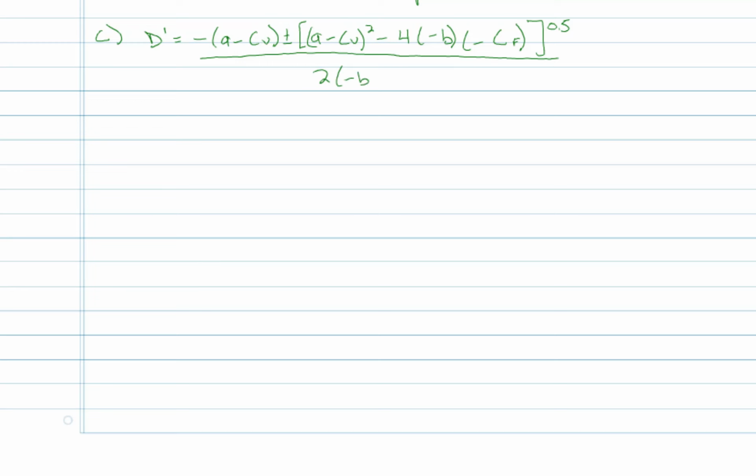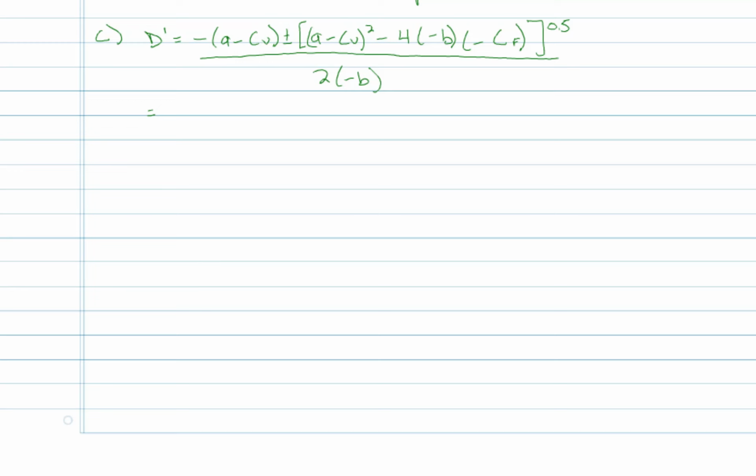Alright, what about the range of profitable demand? Okay, this is the equation we saw in class previously, and remember there are two d prime numbers that we're going to find. Let me switch back to the equation for d prime. Alright, d prime is negative (a minus c sub v) plus or minus (a minus c sub v) squared minus 4 times negative b times negative c sub f, all to the 1/2 power, over 2 times negative b. We're going to substitute in all of those values and solve for both of the break-even points.